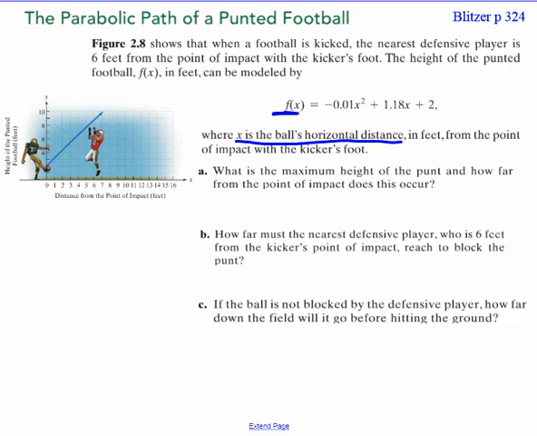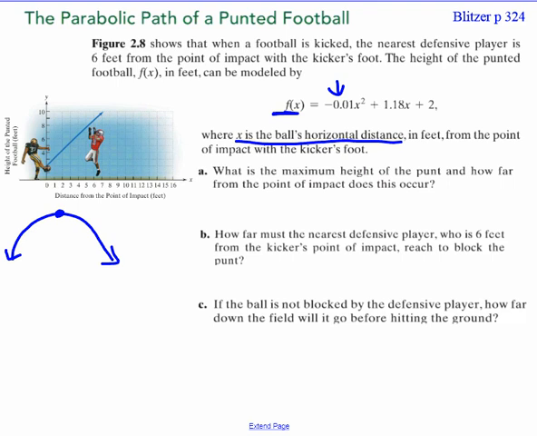So the first question we're looking at is, what is the maximum height of the punt, and how far from the point of impact does this occur? Now, if we think about this situation, the ball goes up, the ball comes down, and we know just because of the equation, because of the fact that we have a negative leading coefficient, a negative a in this case, that our parabola opens down, and the max height happens at that special point right there, which we call the vertex. So I need to find the vertex. That's really what A is asking me for. Find me the vertex. Now that we've translated that, I have to figure out how.